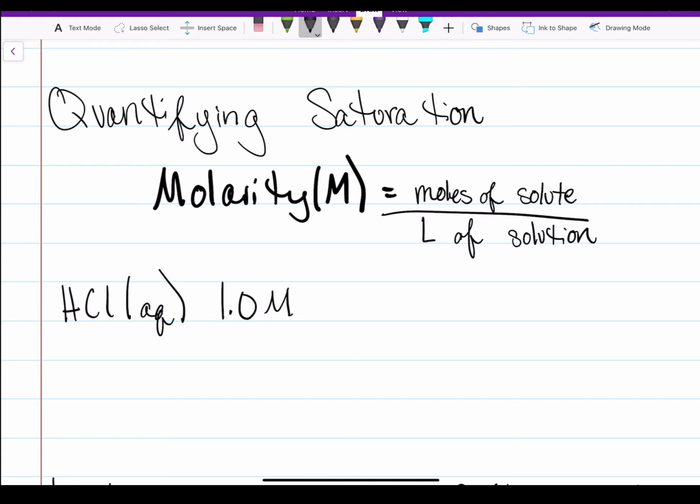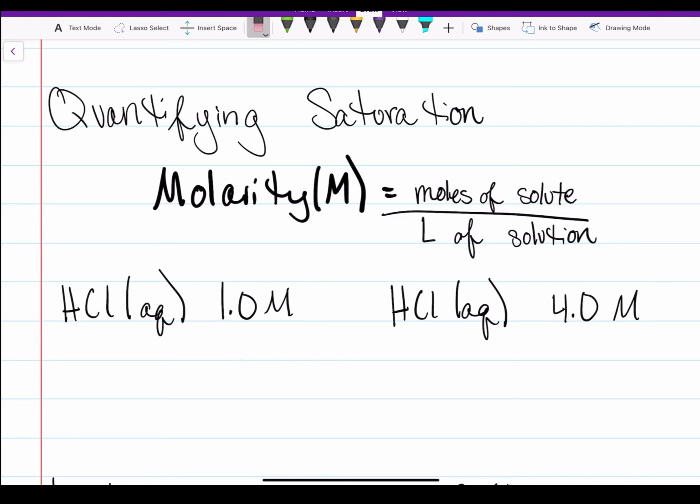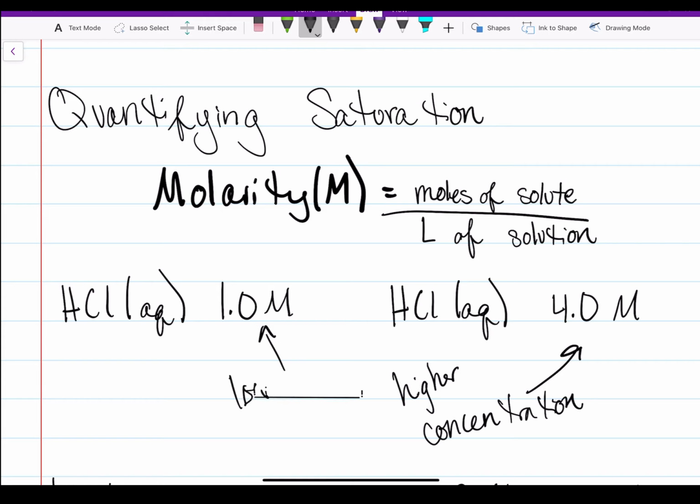Let's say we have two different solutions, and both are hydrochloric acid mixed in some water. We have one solution that has a molarity of 1, and we have one hydrochloric acid that has a molarity of 4. Let's think about which one would be a stronger saturation of our solute, hydrochloric acid, HCl. Well, 4 is a lot higher than 1, so 4 would be a higher concentration, and 1 would be a lower concentration. So molarity is a way for us to quantify this.